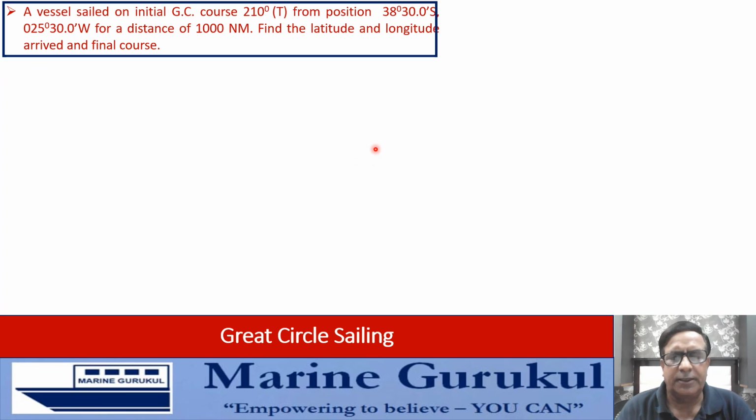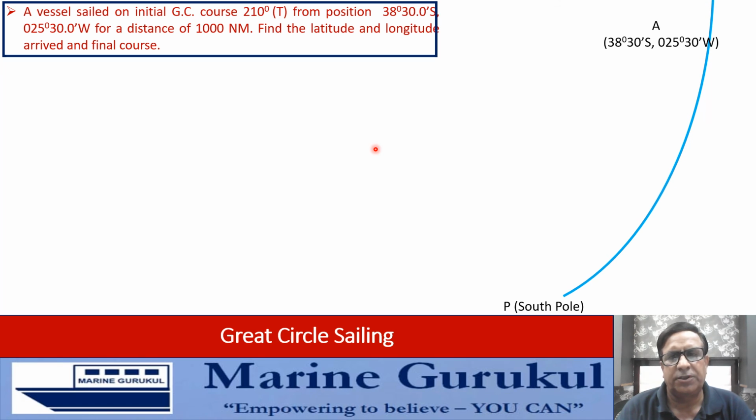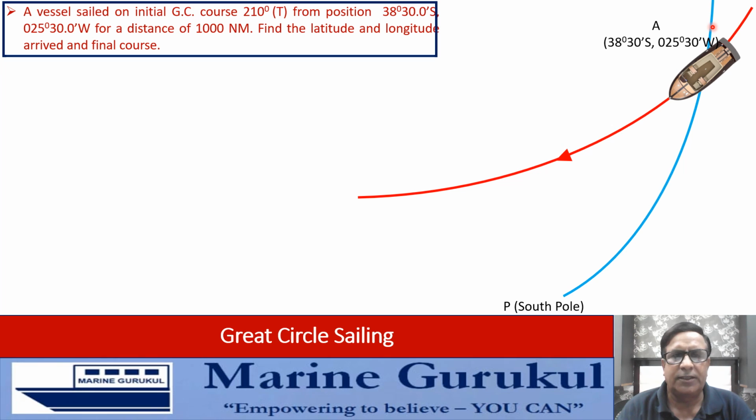So let's make a diagram. We take the southern pole, we mark off A and its meridian, so that is position A with its meridian. Vessel is placed at A heading 210 degrees, her initial course. So her GC track shall be with initial course of 210 degrees true passing through A. This represents the GC track, and the initial course is shown on the diagram, that's 210 degrees true.